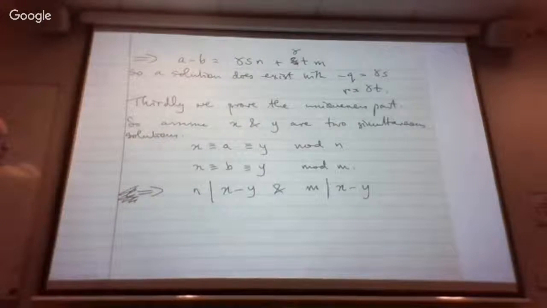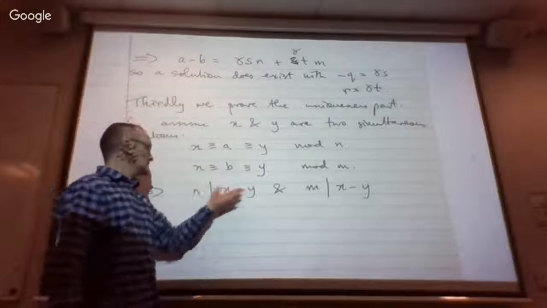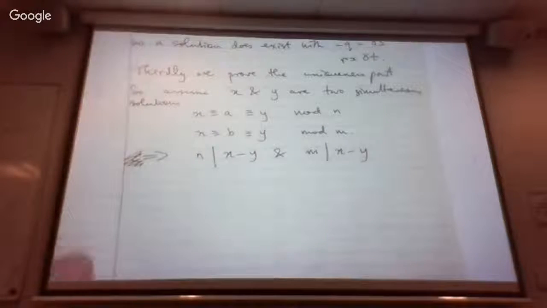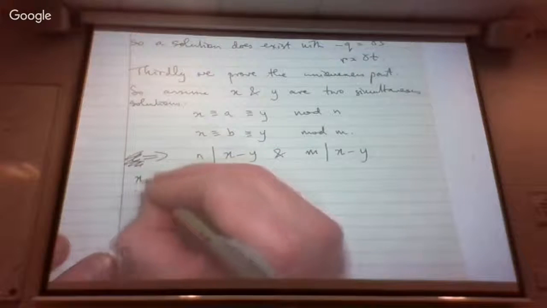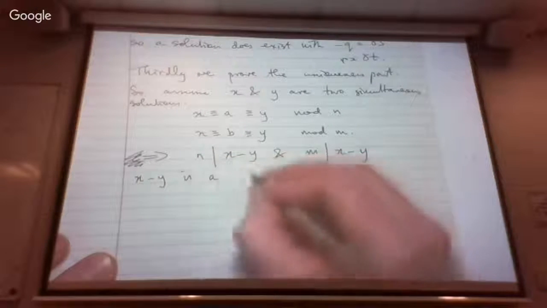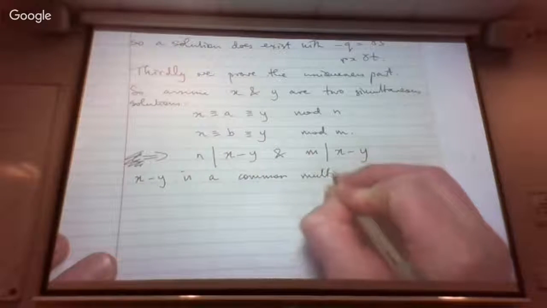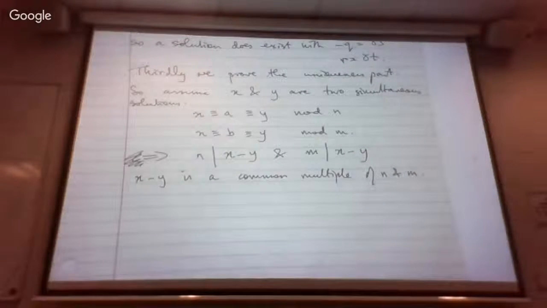But if X and Y are two simultaneous solutions, it means X is congruent to Y modulo N, and X is congruent to Y modulo M. Or to just put that in English, how would you say that in English? It means X minus Y is a common multiple of N and M. Simultaneously, a multiple of N and a multiple of M.